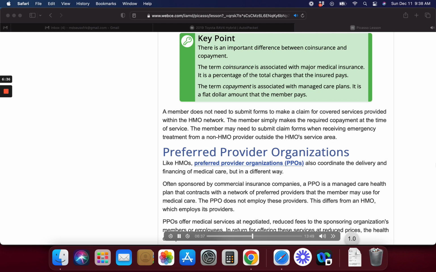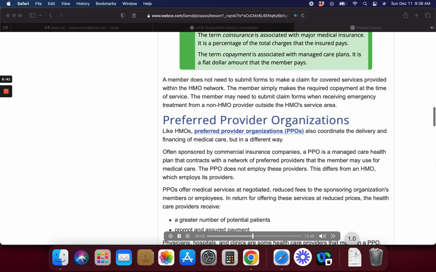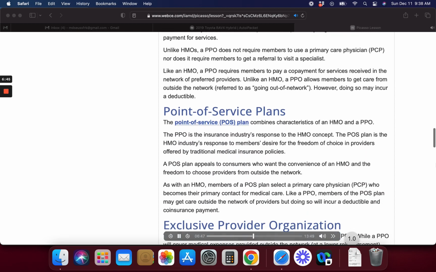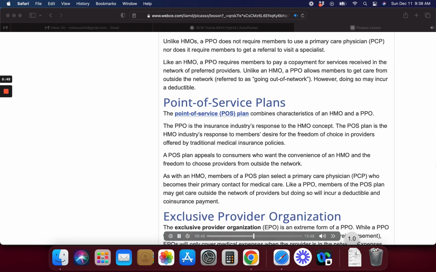Providers who join a PPO must accept the PPO's previously negotiated fee as full payment for services. Unlike HMOs, a PPO does not require members to use a primary care physician, PCP, nor does it require members to get a referral to visit a specialist. Like an HMO, a PPO requires members to pay a copayment for services received in the network of preferred providers. Unlike an HMO, a PPO allows members to get care from outside the network, referred to as going out of network. However, doing so may incur a deductible.